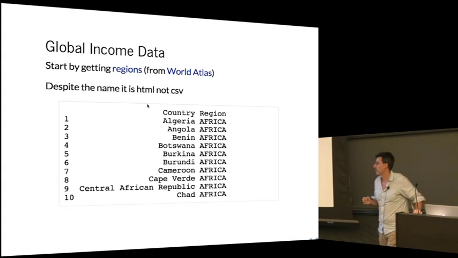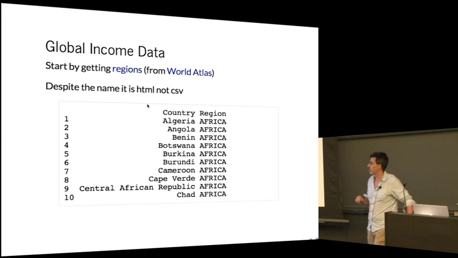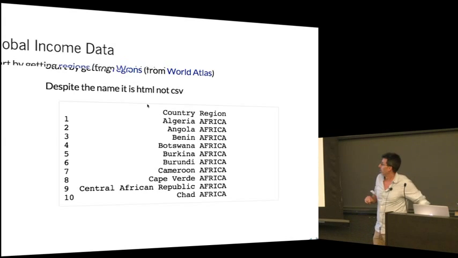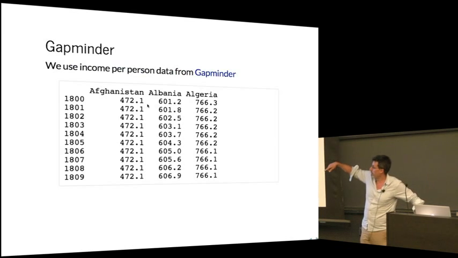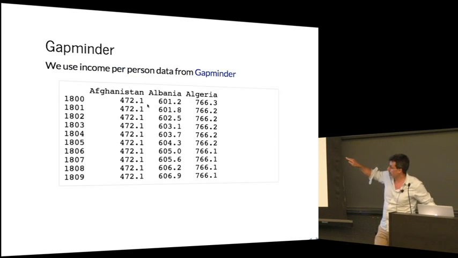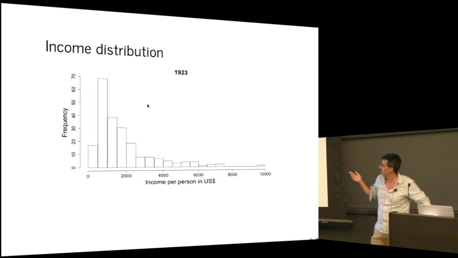And again, that's something that we give you some hints on how to get to. So here's then the other data set that has year and the country and then the income. This is income per person. So now we can make a picture like this.